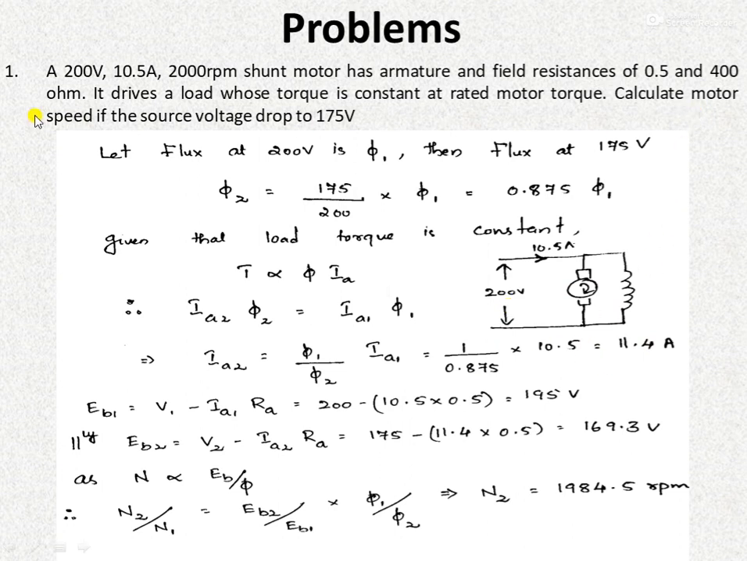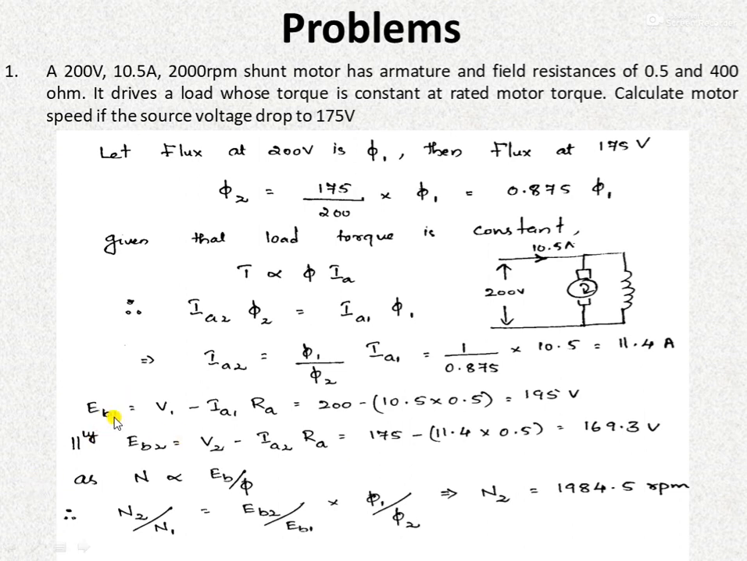next we have to find the speed. In order to find the speed, we know the standard relation that speed is directly proportional to Eb by phi. So in case 2, when we are provided this machine with 175 volt, the corresponding back EMF Eb2 we have to determine, and the value of phi2 we are already aware of. Similarly, we have to determine the value of Eb1 when we are providing the machine with the 200 volt supply.